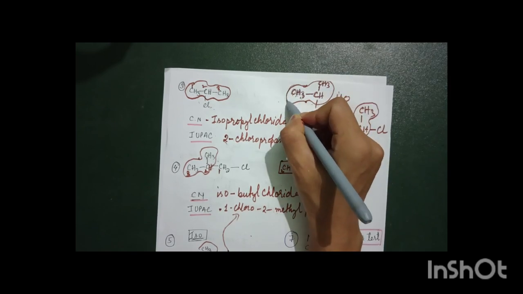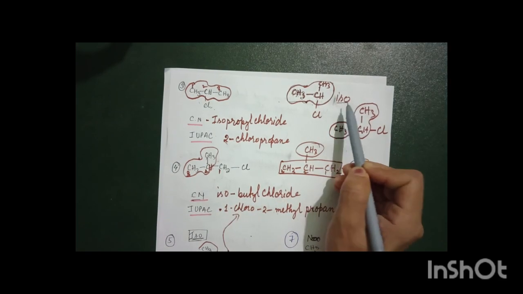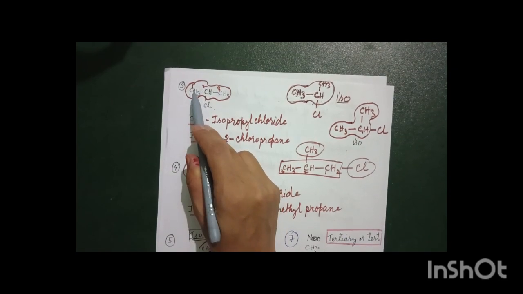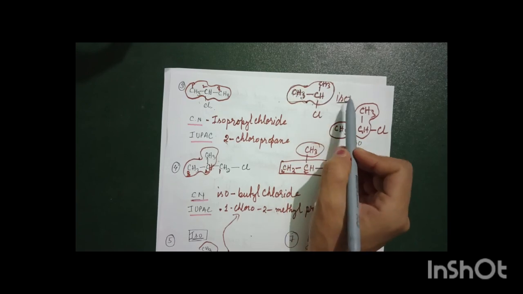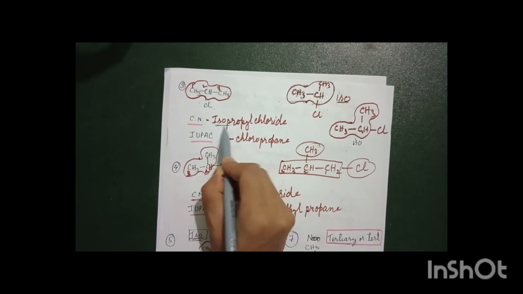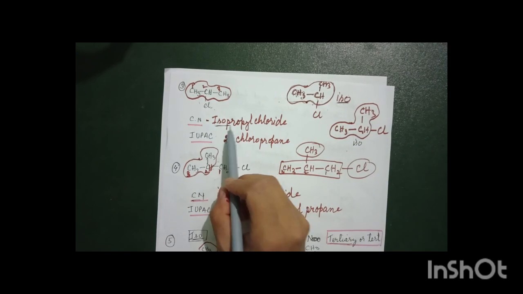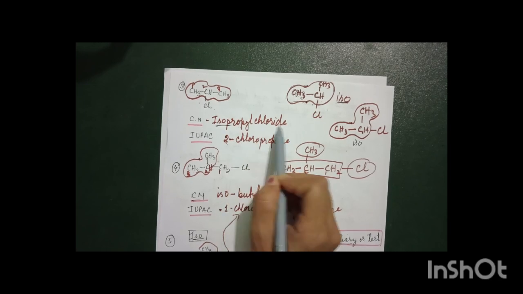Whenever you see this group, remember that we can mention it as iso. This is also iso, both are the same. So we will always mention iso whenever we see CH3, CH3. This is written in this form, but you can write it in the straight form also. After writing iso, we have to count the number of carbons: 1, 2, 3. So it is isopropyl, propyl with 3 carbons, so isopropyl chloride.